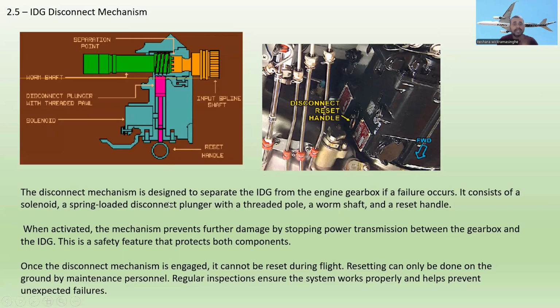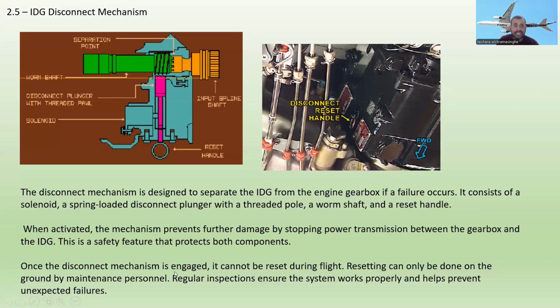Okay, right. So the disconnect mechanism is designed to separate the IDG from the engine gearbox if a failure occurs, right? You know about it. It consists of a solenoid, a spring-loaded disconnect plunger connected with the solenoid, a spring-loaded threaded pole, the worm shaft, and the reset handle. When activated, the mechanism prevents further damage by stopping power transmission between the gearbox and the IDG. This is a safety feature that protects both components.